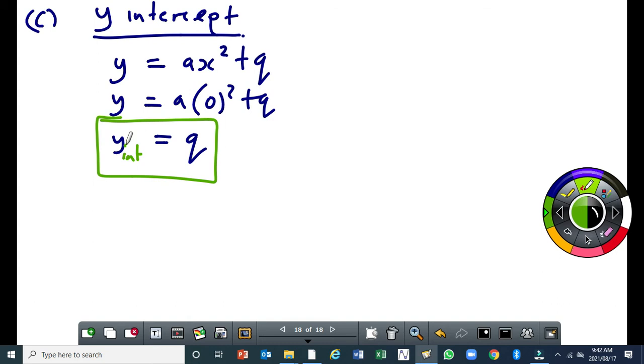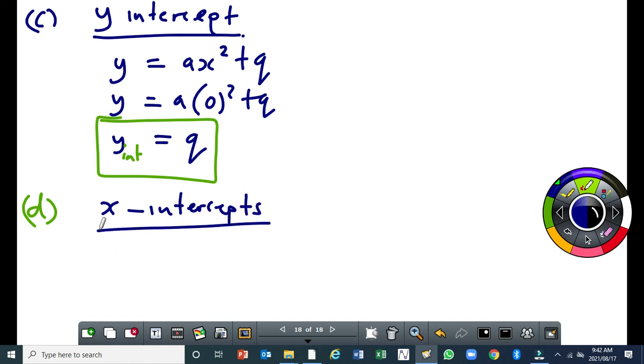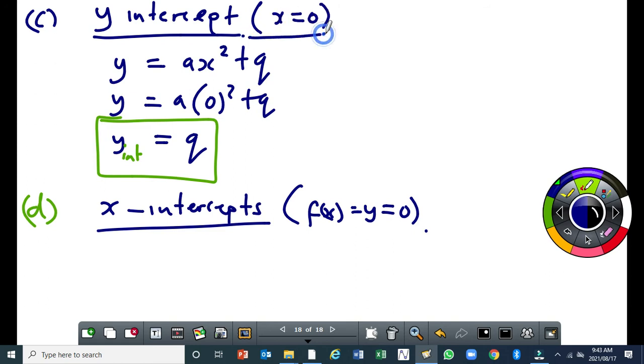Okay? Then the x-intercept. Now, we only have one y-intercept, right? But the x-intercept now is no longer singular. It's now plural. We have two x-intercepts. So I'll say x-intercepts. Okay? Remember, you get your x-intercept when f of x, or y, is equal to 0. You will get your y-intercept when x is 0. This is very important. Okay?